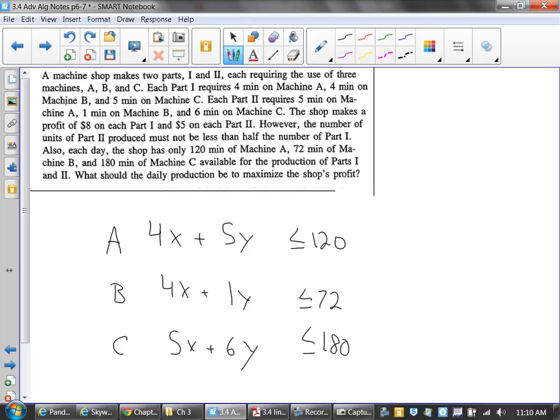Your goal here was to maximize your profit. The profit is that you made $8 on part X and $5 on part Y. Okay, so where did you get the 8 and 5? Right here. The shop makes a profit of $8 on part 1 and $5 on part 2. It's right in the middle.